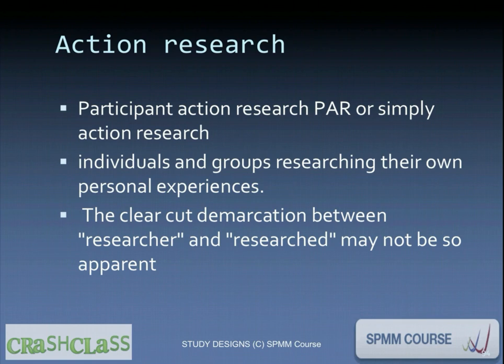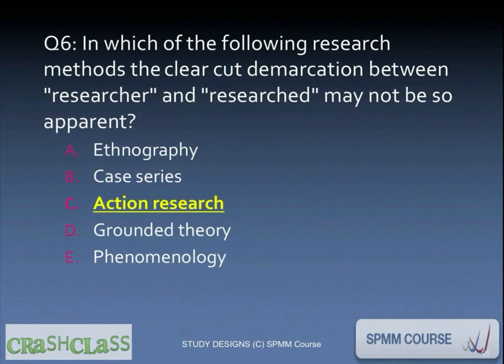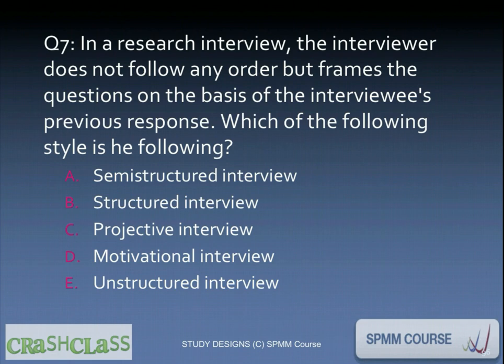Let's say a doctor wants to know what is the experience of other doctors. Okay, so then the boundary between subjective and objective becomes blurred. So this loss of clear-cut demarcation between researcher and the researched is often seen in action research. So the question, in which of the following research methods may the clear-cut demarcation not be so apparent? In action research. And action research is any research where an individual or a group studies their own group. Okay, a doctor studying another set of doctors for the same set of experiences that he or she experienced. That's called action research or participant action research.